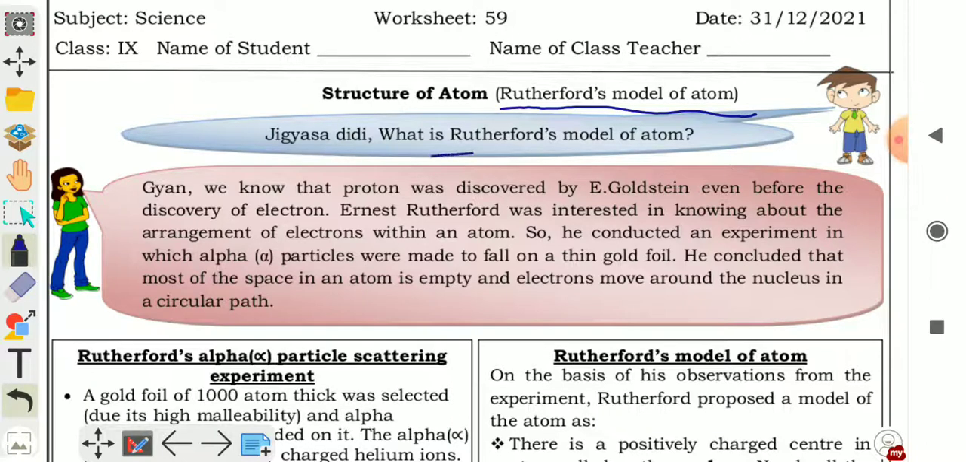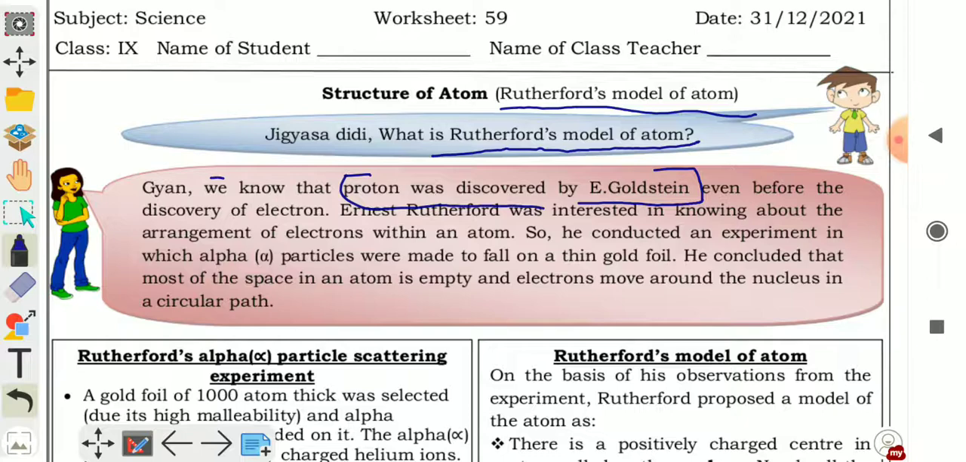Jigyasa Didi, what is Rutherford's model of atom? Jan asked Jigyasa Didi, what is Rutherford model of atom? We know that proton was discovered by E. Goldstein. Who discovered the proton? E. Goldstein, even before the discovery of electron.